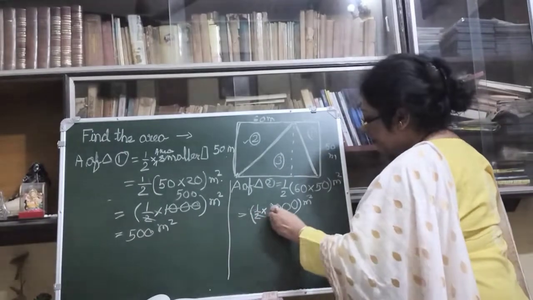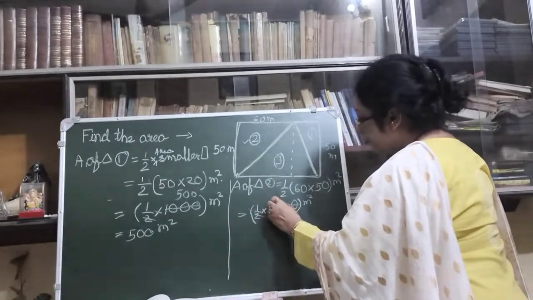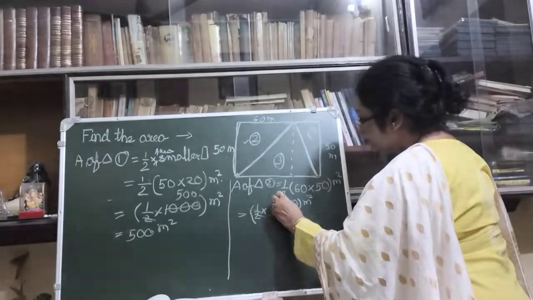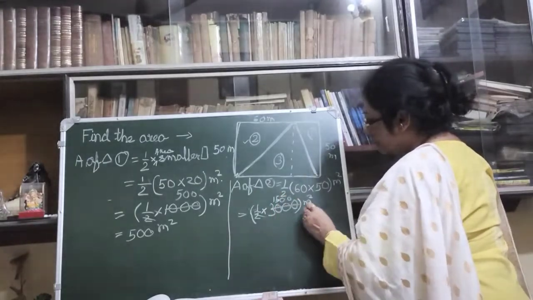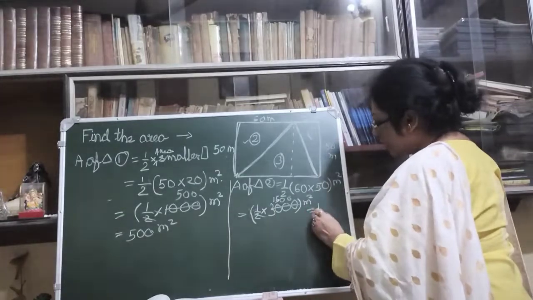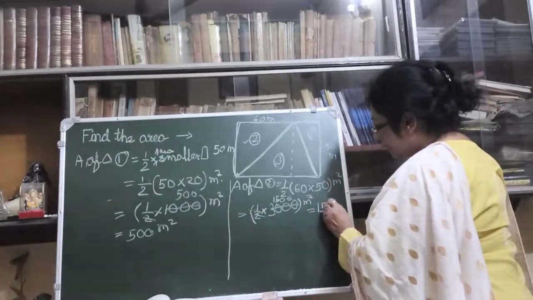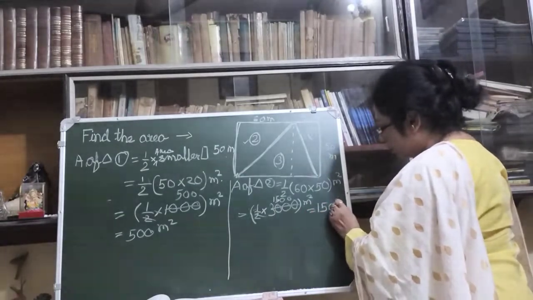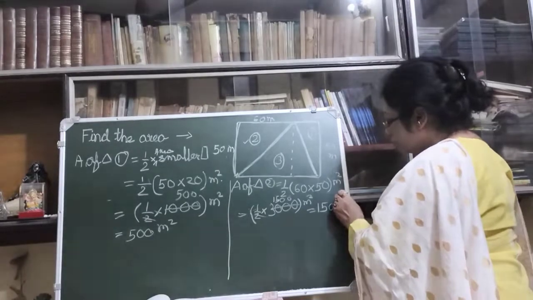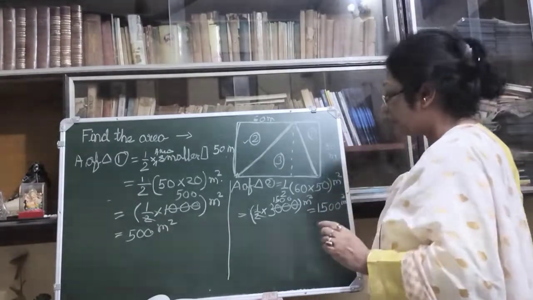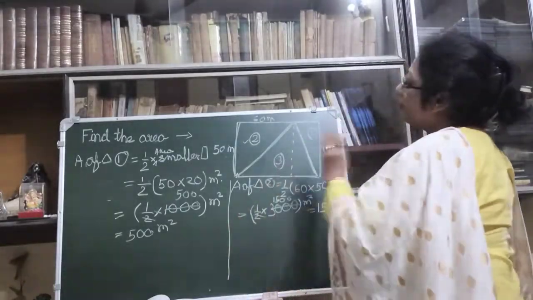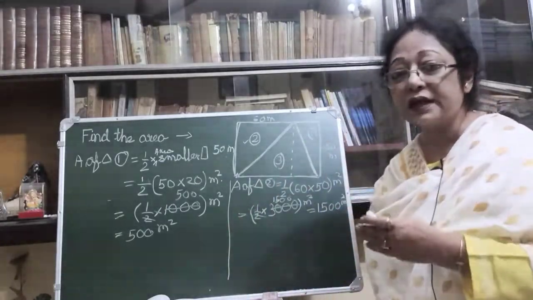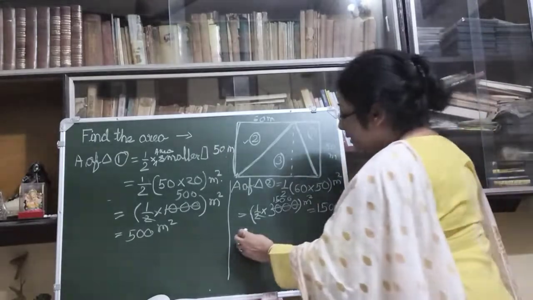Now we can cut this number, 2 15s are 30 and 20. So that is what? 1500 meter square. Don't forget to write the square. Now we will find out the area of this third triangle.